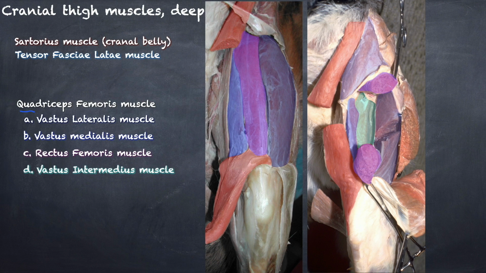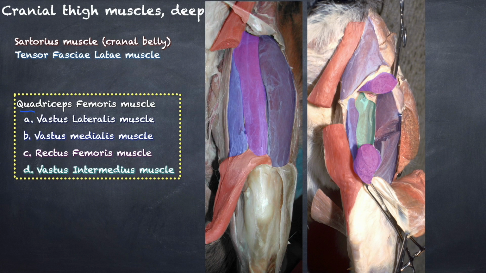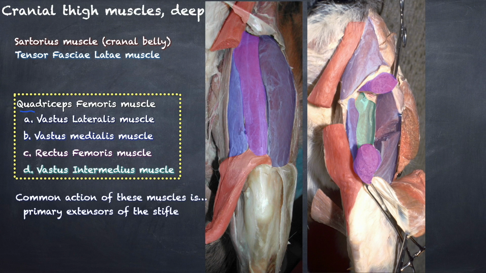Where do all of these muscles insert? On the tibial tuberosity. So the common action of these muscles is to, these are the primary extensors of the stifle. Rectus femoris is also going to flex the hip. Remember, it crosses and attaches where on the ilium? Tuberosity of the rectus femoris, yes.